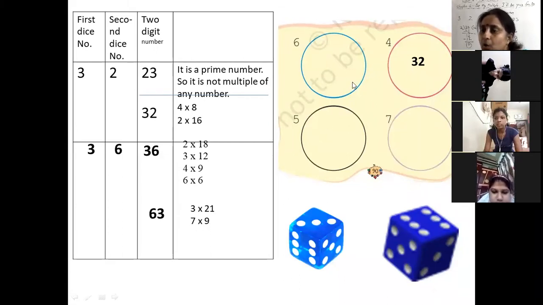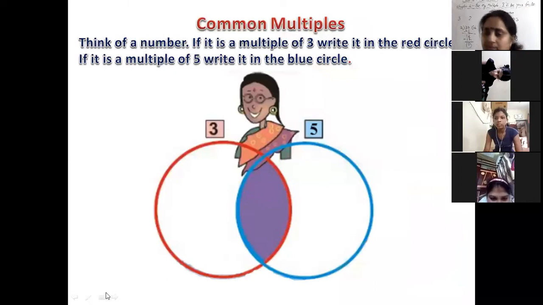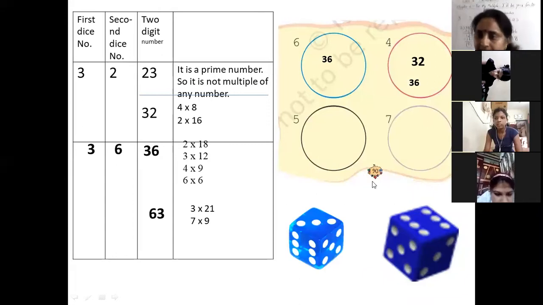Isn't it? Now, in here we have some circles. 6 is there. 36 is a multiple of 6, so in this circle we have to write 36. Okay. And 63 is a multiple of 7. Teacher, we can also do 7 into 9. Yes, ma'am. 63 is a multiple of 7. So in the 7 box we have to write 63.